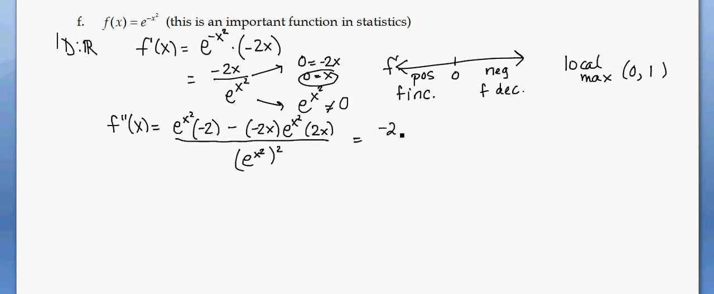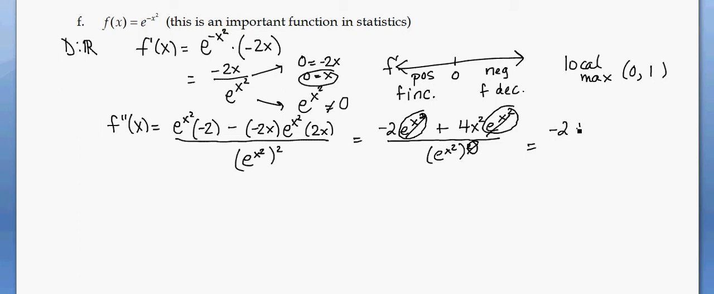So that's negative 2 e to the x squared. This negative and this negative make it plus. And then we've got a 2 times 2 is 4x squared e to the x squared. And this is all over e to the x squared quantity squared. So I can factor e to the x squared out of the entire numerator, or one way of thinking about it is I'm really just going to be canceling it out of the numerator and the denominator. So I'm left with negative 2 plus 4x squared all over 1 copy of e to the x squared.